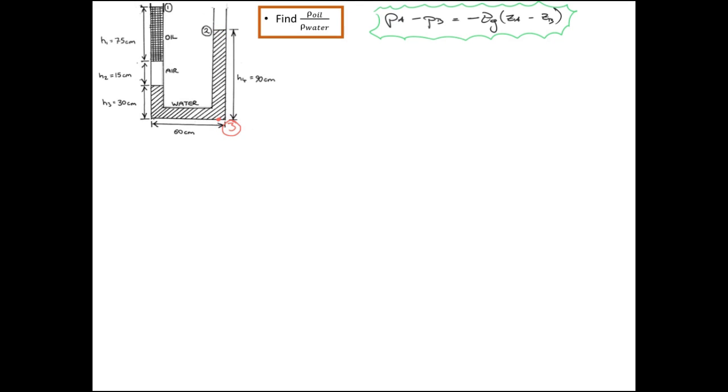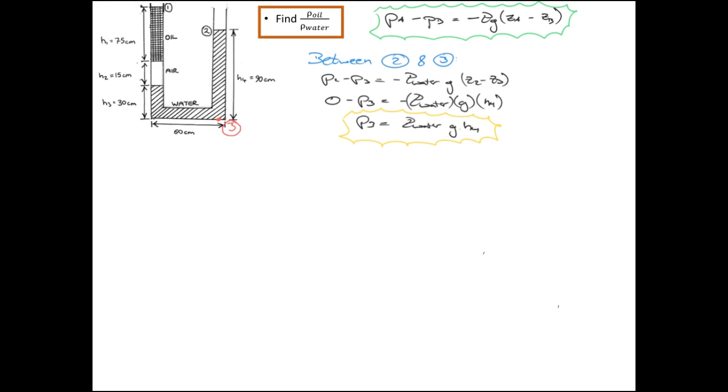And the advantage of doing this is we know that point 2 here is open to the atmosphere, which means that this point is at atmospheric pressure, and therefore we only have one unknown pressure in our system, allowing us to solve for the pressure at point 3. So if we apply this equation between points 2 and 3, we can say that the pressure at point 2 minus the pressure at point 3 is equal to minus the density of water multiplied by the acceleration due to gravity multiplied by the elevation at point 2 minus the elevation at point 3.